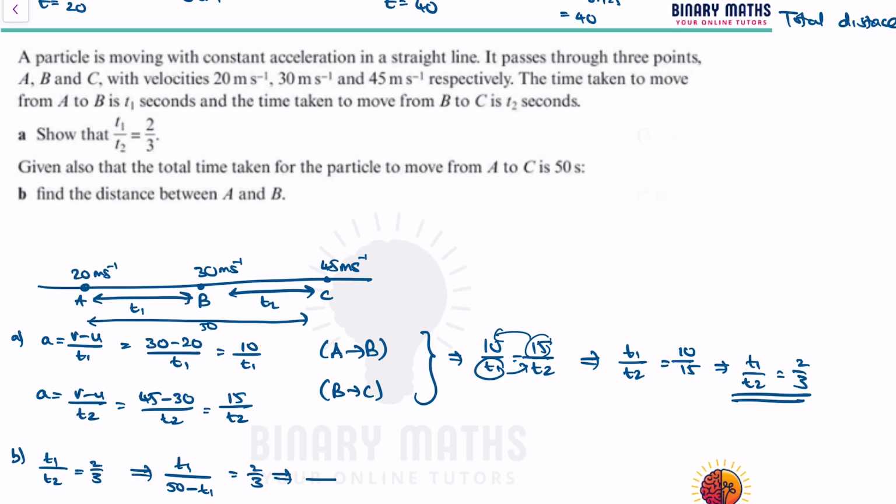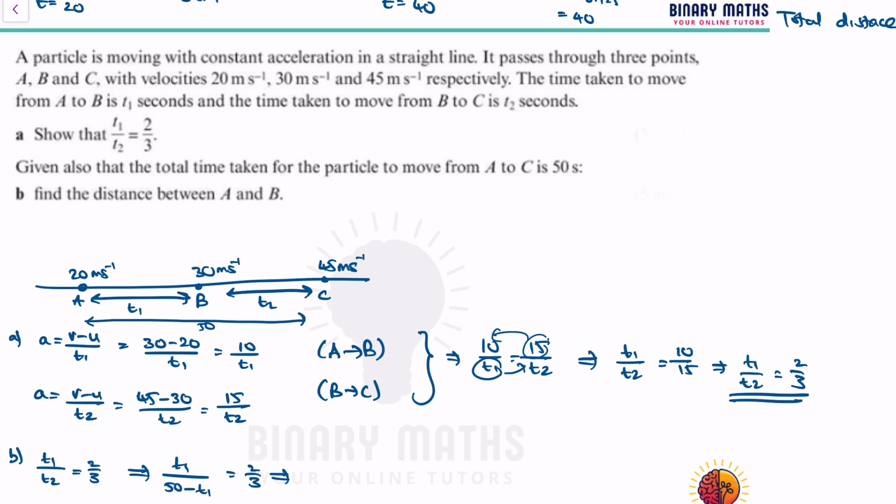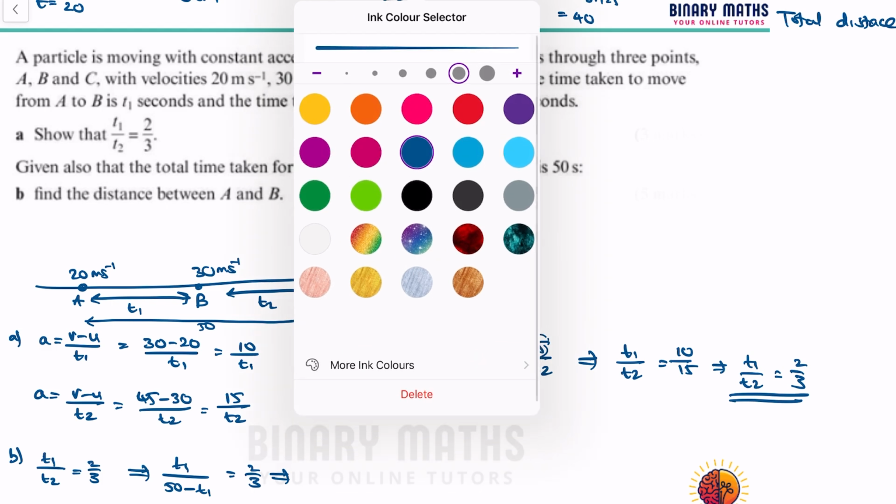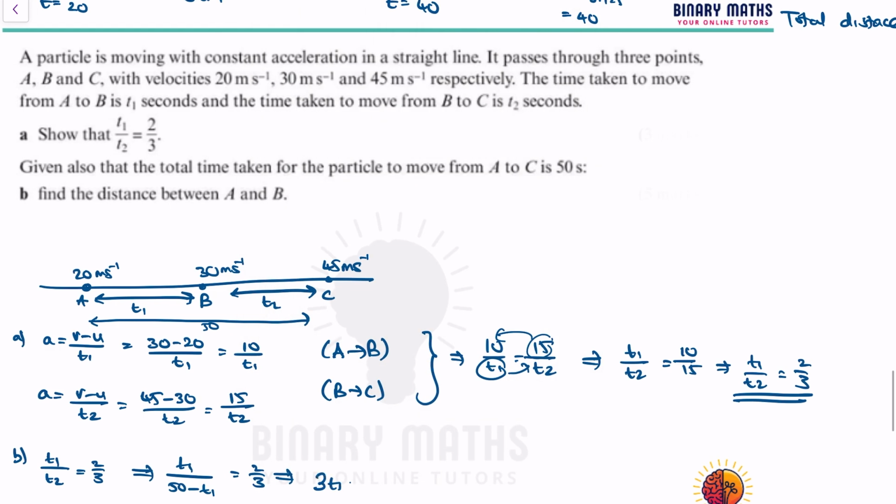If I rearrange it, 3 times T1 is equal to 2 times (50 minus T1), which means 3T1 is equal to 100 minus 2T1, which means 5T1 is equal to 100, so T1 is equal to 20. If T1 is equal to 20, then T2 must be 50 take away 20, which is 30. So that is 20, that is 30.